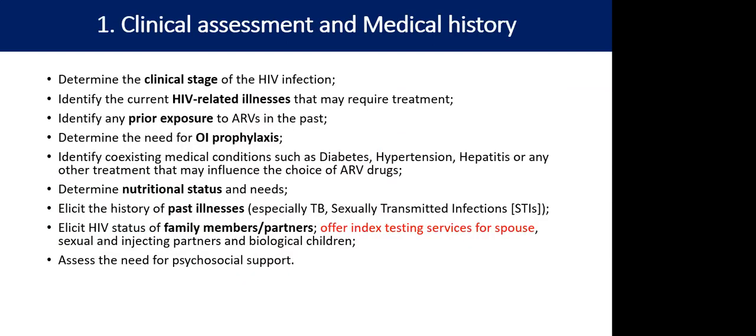Next slide, please. So in the clinical assessment and medical history, the first and foremost thing, after taking the medical history and doing an assessment, is that we need to determine the clinical stage of the infection. We'll come to that, you all know. Then, once again refreshing our knowledge, identify the current HIV related illness that may require treatment. This is important. What is the major health issue in this HIV positive person which has brought the patient to the ART center? We need to identify that illness.